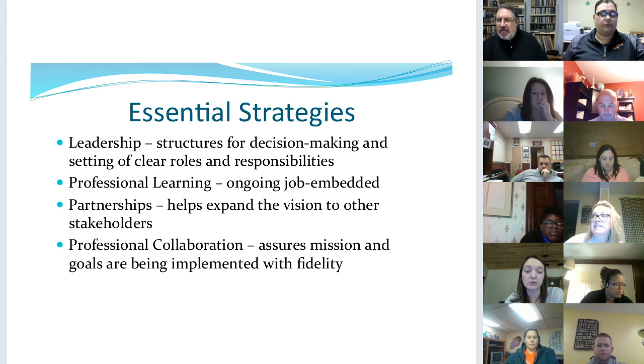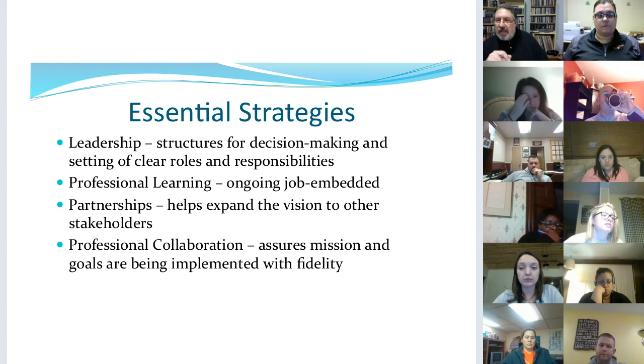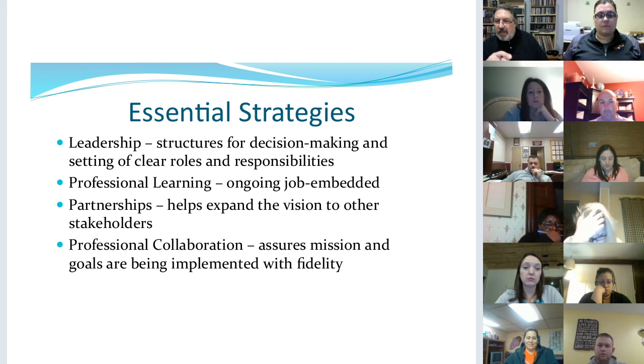Here are essential strategies that have to be in place. Leadership, which is structures for decision-making and setting clear roles and responsibilities. That belongs to you. That's your bailiwick, all right? Professional learning, ongoing, job embedded. I think we spoke about this with this group last week, all right? That you want to embed your staff development into the job as much as possible. You need partnerships these days. Help expand the vision to other stakeholders. That's what Amanda talked about, with the sharing of the vision to other stakeholders with her agency. Very good. And professional collaboration. These things are essential strategies and ingredients to getting work done in our schools these days, all right?